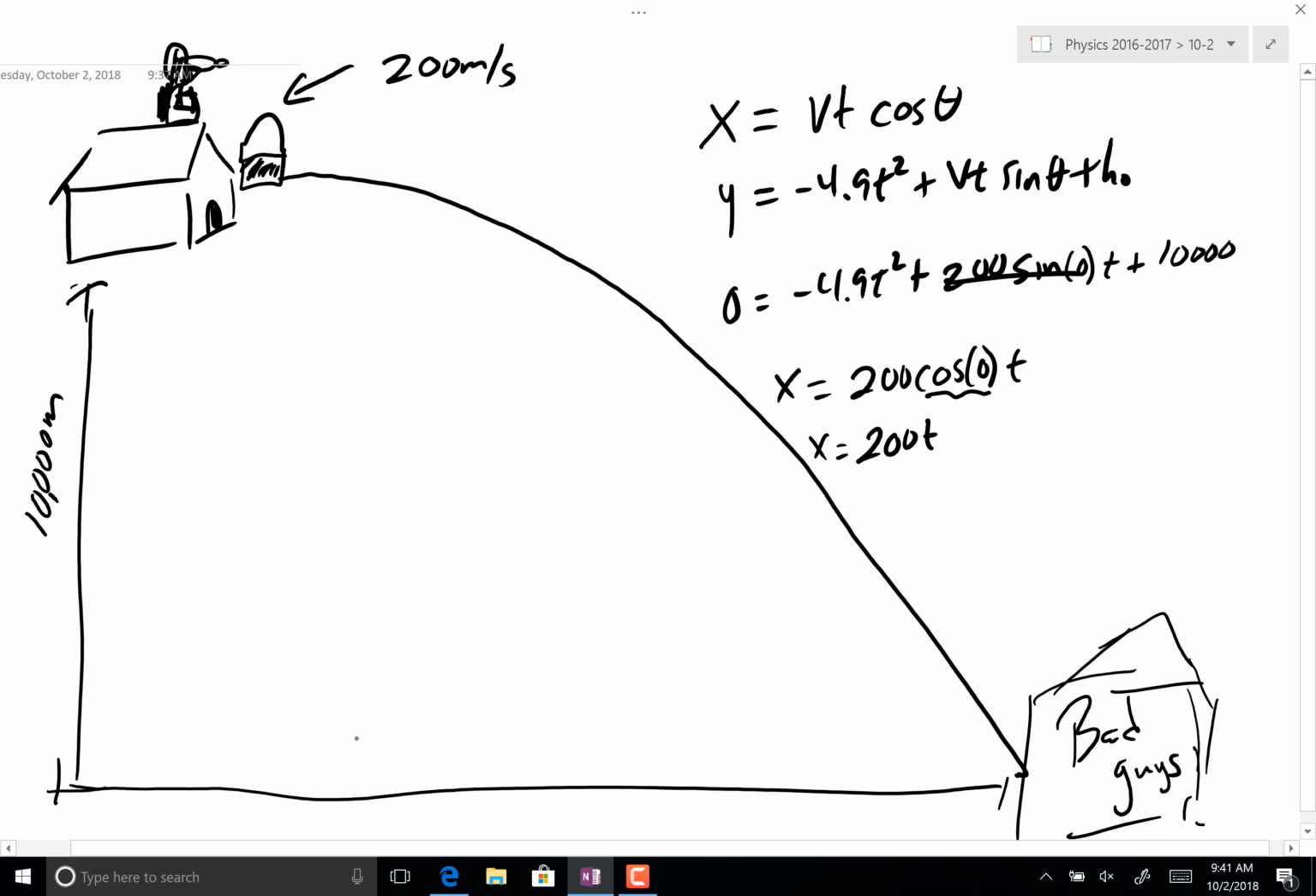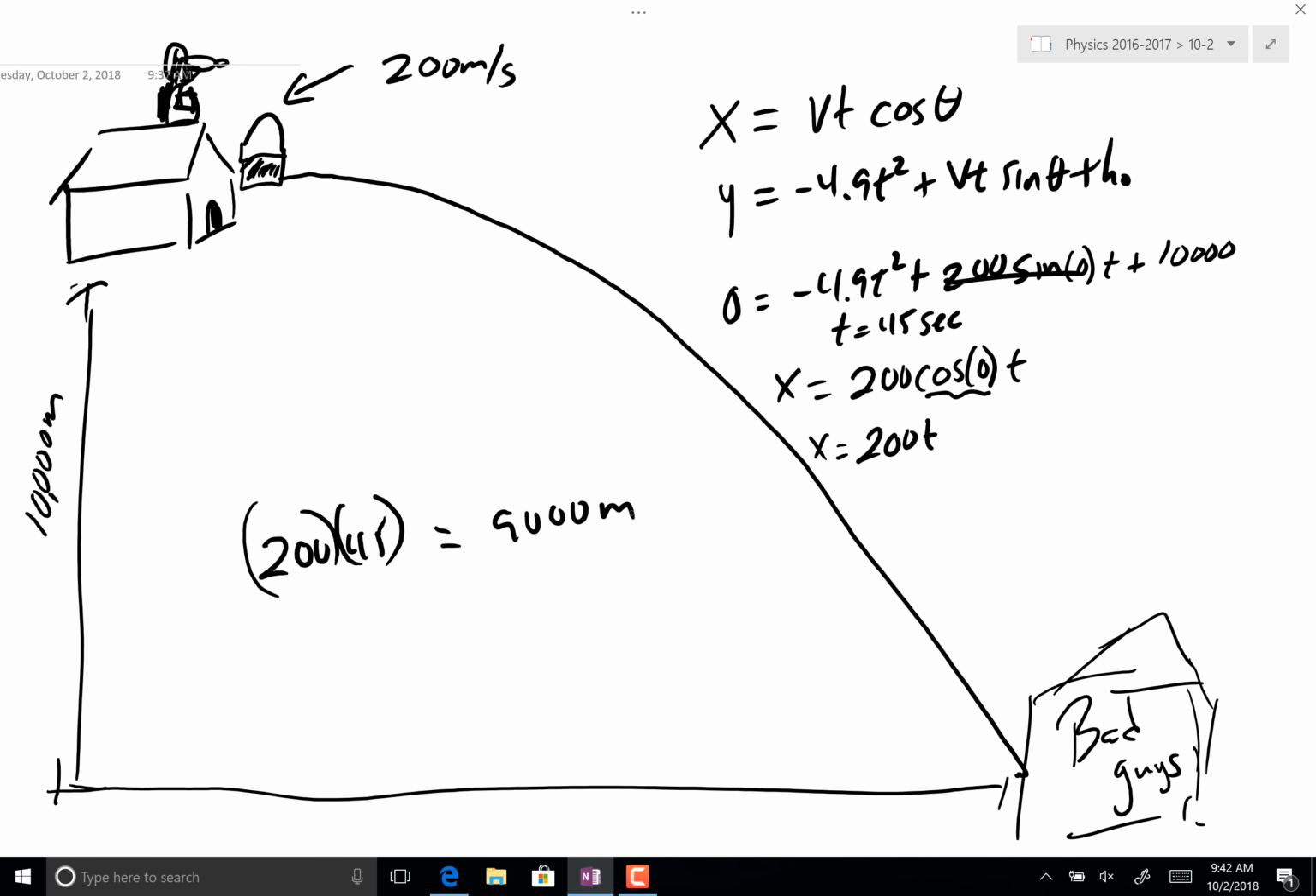How far is this thing going to go in 45 seconds? Well, it's going to go 200 times 45, yes? Which is what? 9,000 meters, is that right? It's going to fly 9 kilometers. Wow. So you better make sure that you are good to go and where it's going to be lined up.